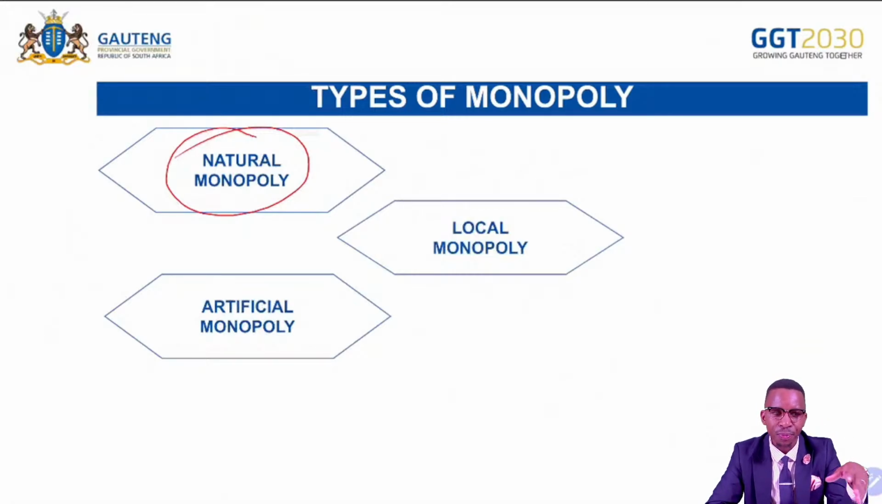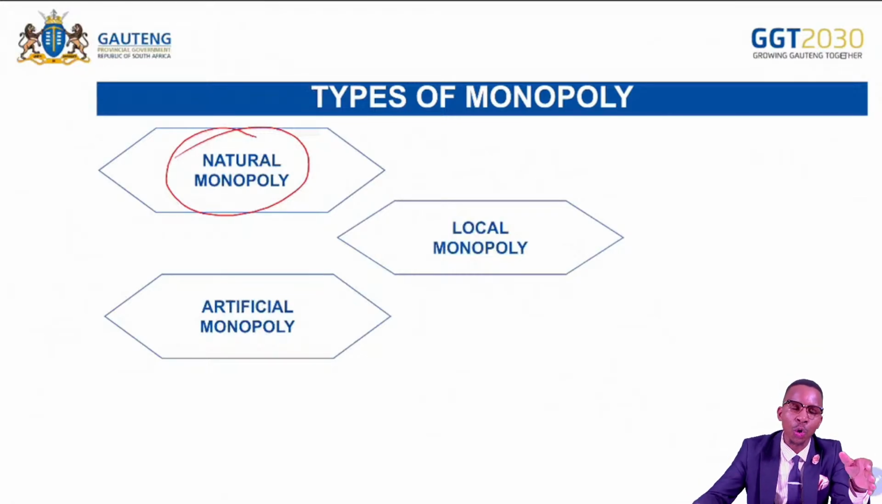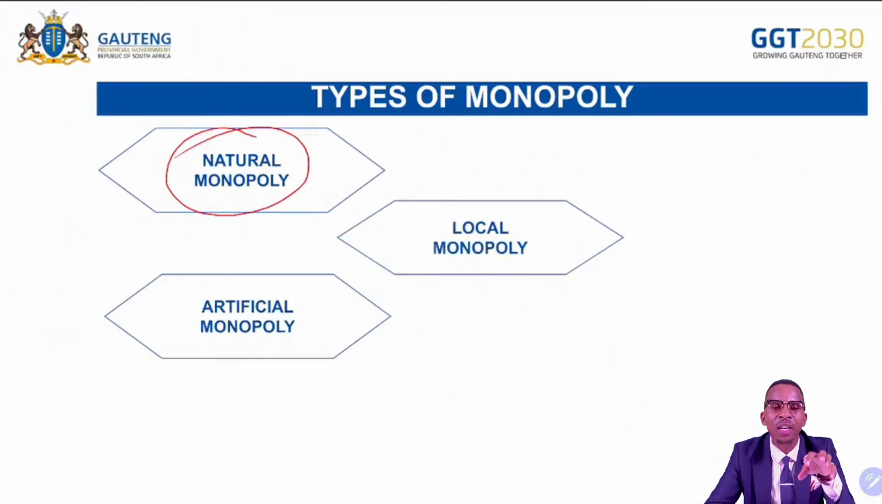For instance, we say in a certain zone or certain area, there is one medical doctor available there. Then the other doctors are available maybe in town. In the location, there's one doctor. In that particular location, that particular medical practitioner is the local monopoly because he or she does not have any competitor around. That's why we say it becomes a monopoly.